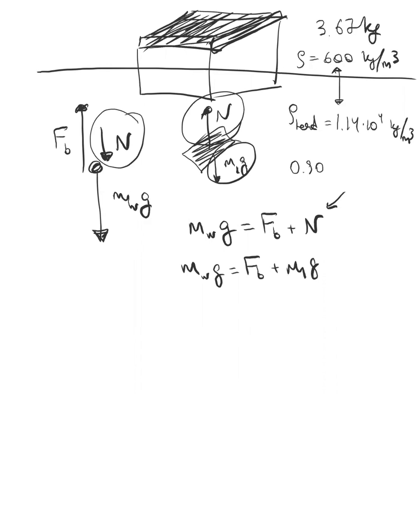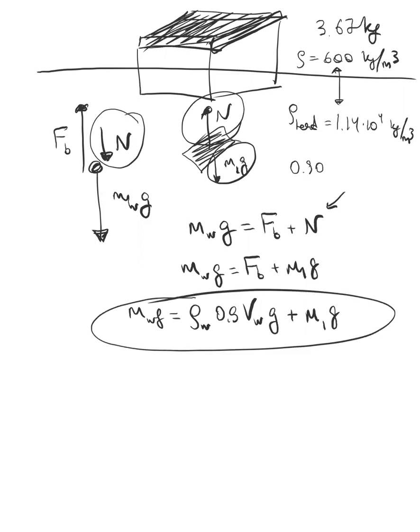Now, what can I say about the buoyant force? I know that 90% of wood's volume is underwater. So the buoyant force is density of water times 0.9 of whatever the volume of the wood is times G, plus mass of lead times G. Okay, so this is my equation. I will look at this equation and think about what to do with it.